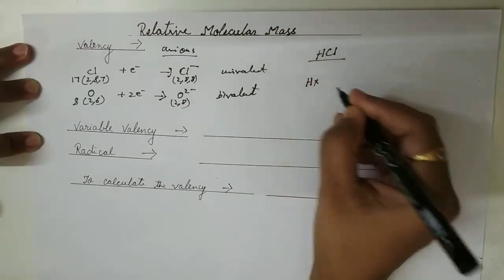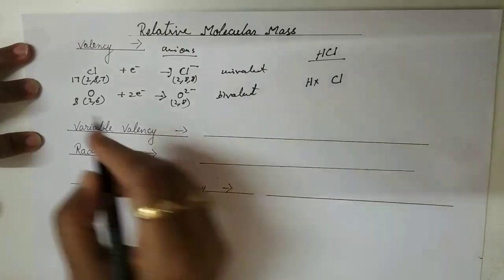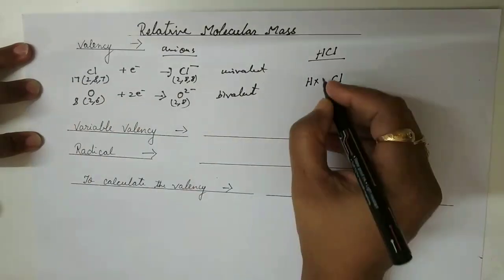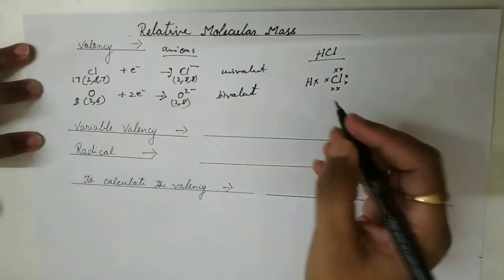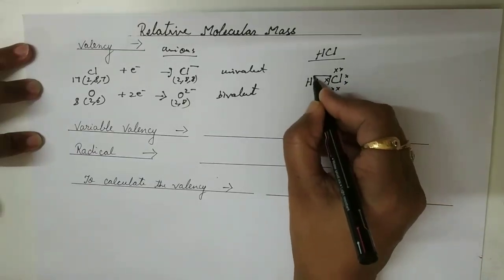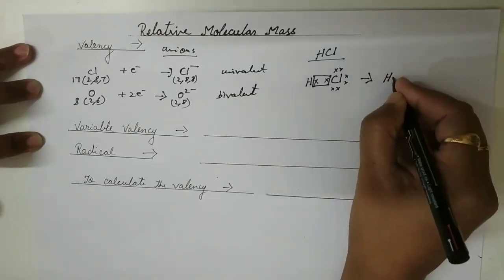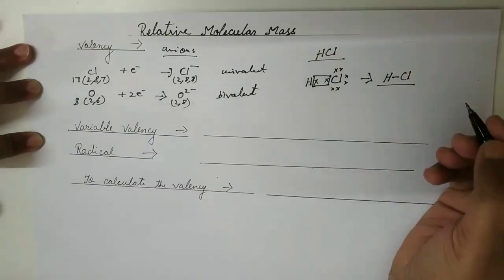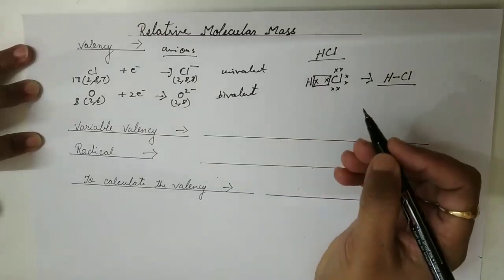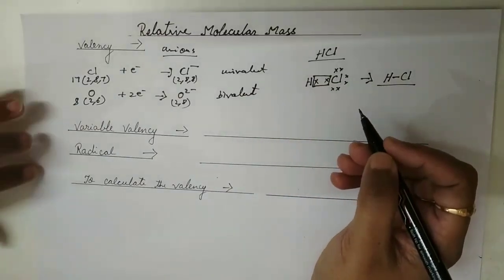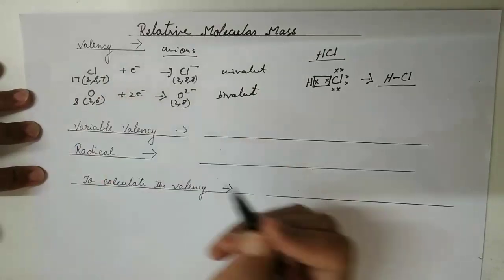Hydrogen has 1 electron in its outermost orbit. Chlorine, as we have seen, 2, 8, 7, there are 7 electrons in its outermost orbit and they are going to share. Therefore, it becomes hydrogen single covalent bond with chlorine. Therefore, valency 1, hydrogen valency 1, chlorine valency 1. So we discussed about the loss or the gain or the share of electrons, and we discussed about valency.